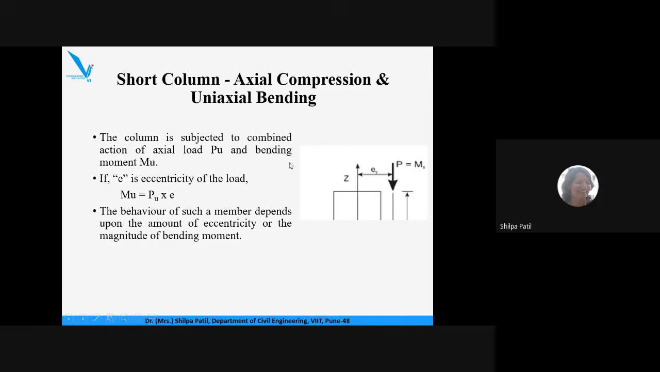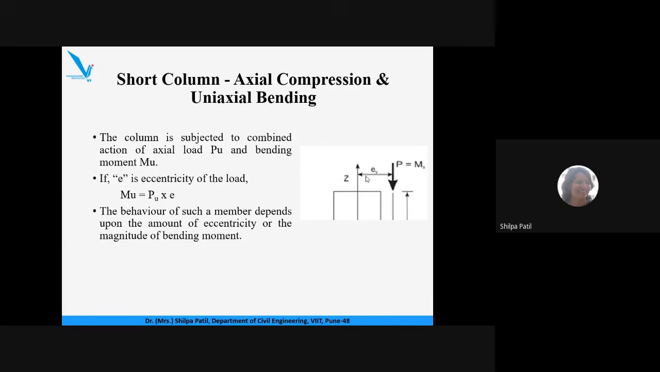Okay, so in this particular situation, the column is subjected to the combined action of axial load Pu and bending moment Mu. Now if the load is P and the distance is e, the moment will be calculated as P into e. So if the eccentricity of the loading is e, Mu is calculated as Pu into e. The behavior of such a member depends upon the amount of eccentricity or the magnitude of the bending moment.